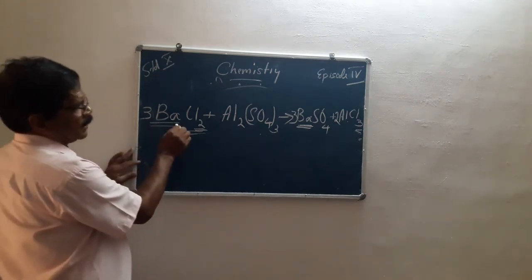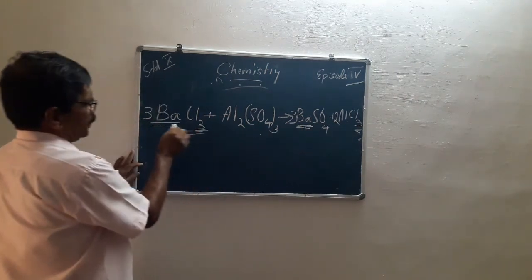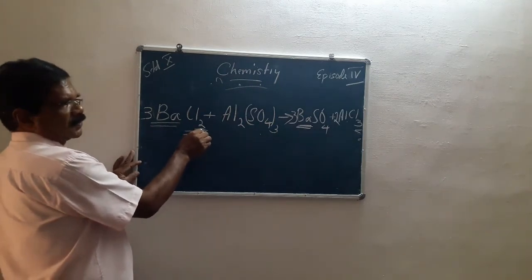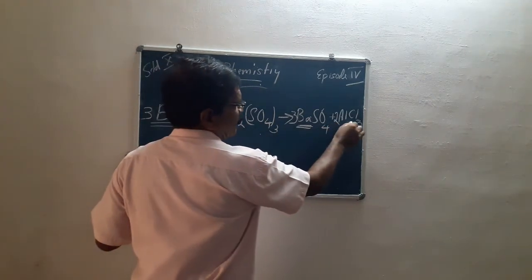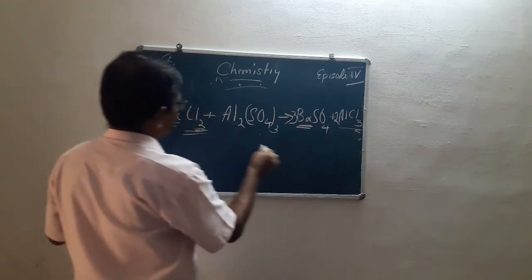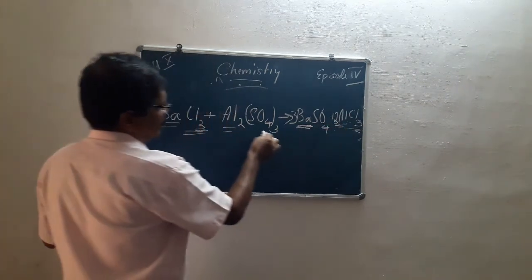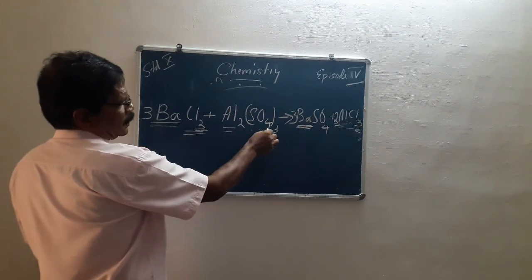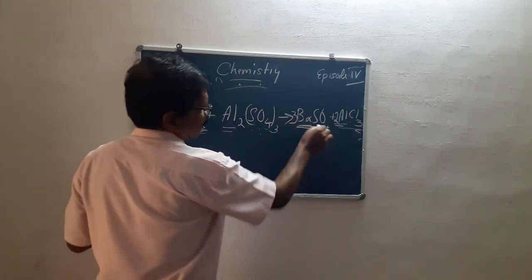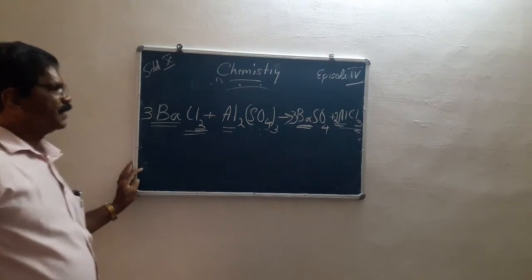3 barium atoms here, 3 barium atoms here. 3 into 2, 6 chlorine atoms here. 2 into 3, 6 chlorine atoms here. 2 aluminum atoms here, 2 aluminum atoms here. 3 SO4 radicals here, also 3 SO4. So it is a balanced equation.